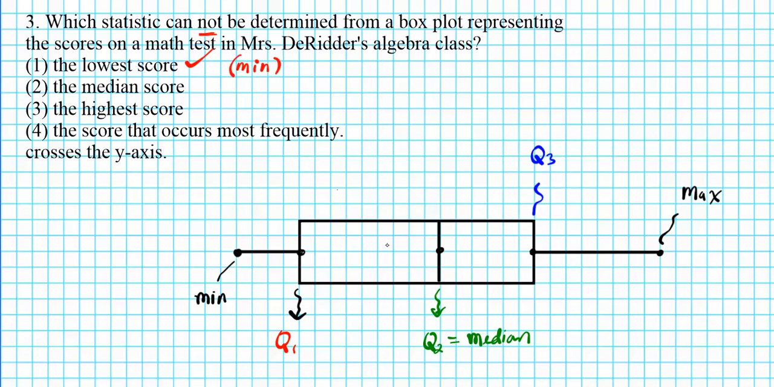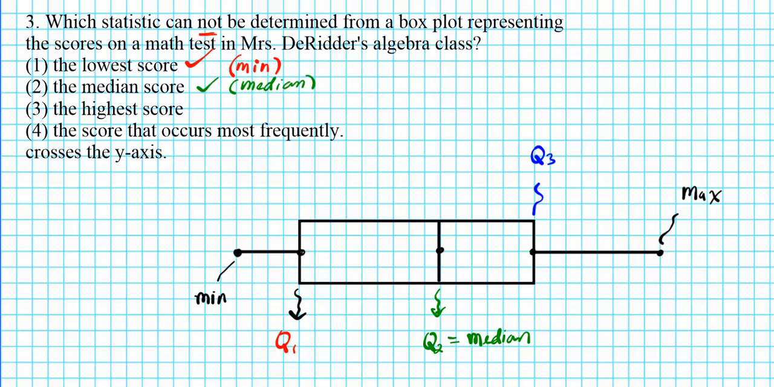The median score. Does this tell us the median score? Absolutely. Your median score is your, change the color, is your second quartile. That's your median. All right, so the box plot tells us that value.